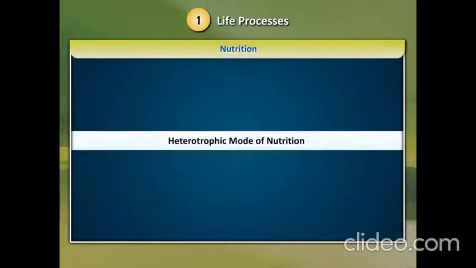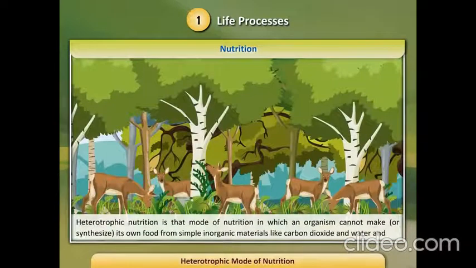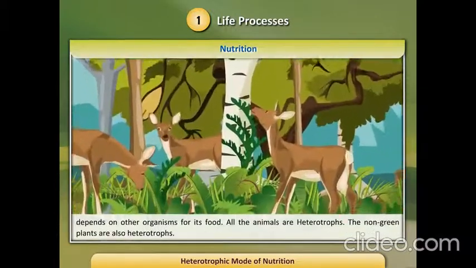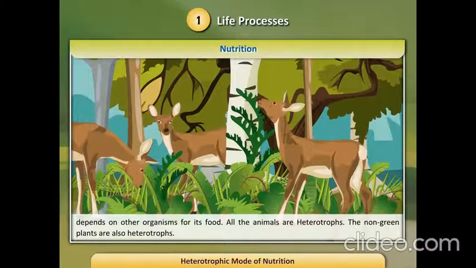Heterotrophic mode of nutrition. Heterotrophic nutrition is that mode of nutrition in which an organism cannot make or synthesize its own food from simple inorganic materials like carbon dioxide and water, and depends on other organisms for its food.